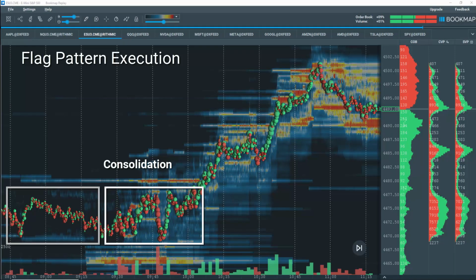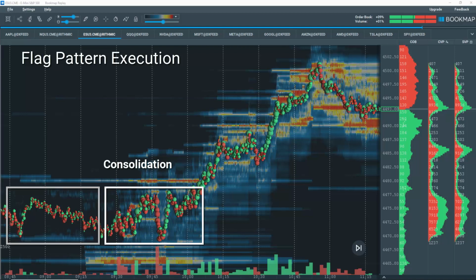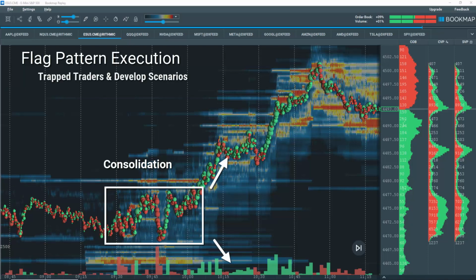Compare it to the previous volume. Is it heavy volume within a rather tight consolidation? Yes, this looks excellent. If price breaks the range, then we anticipate a strong impulse move. We've identified potentially trapped traders and developed scenarios on their actions if price breaks out or breaks down.